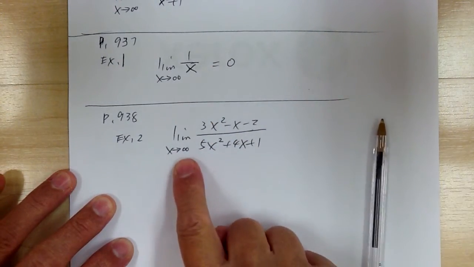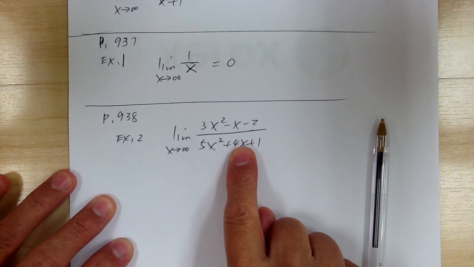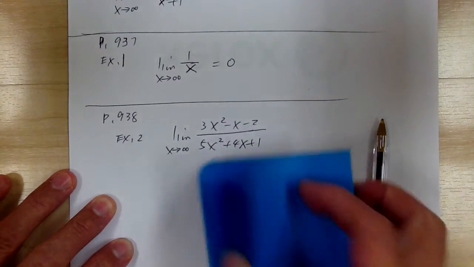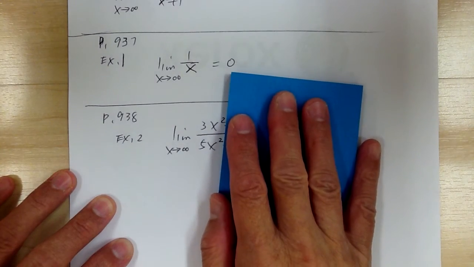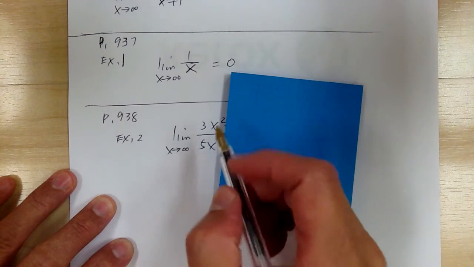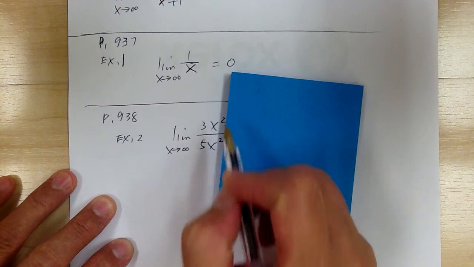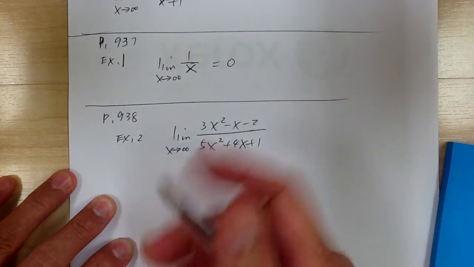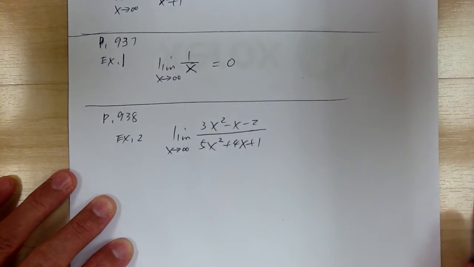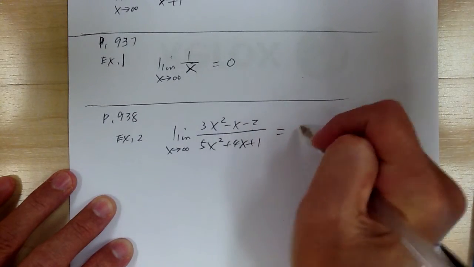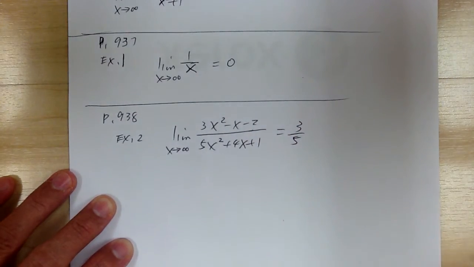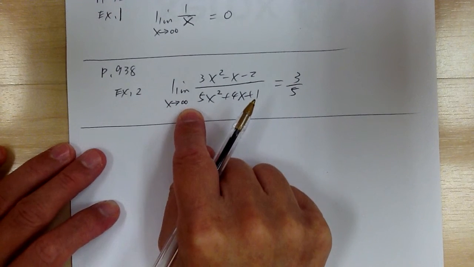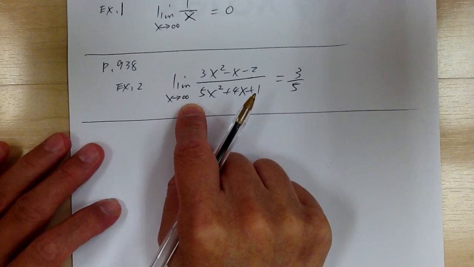Again, as x approaches infinity, the lower degree terms become insignificant compared to the highest degree. So all this would be insignificant, and you can just ignore that. Basically, you have 3x squared over 5x squared. When you reduce, the x squared cancels out, so this equals 3 over 5. In other words, the horizontal asymptote is y equal to 3 over 5, and that would be your limit. Again, the limit as x approaches infinity is limited by the horizontal asymptote.